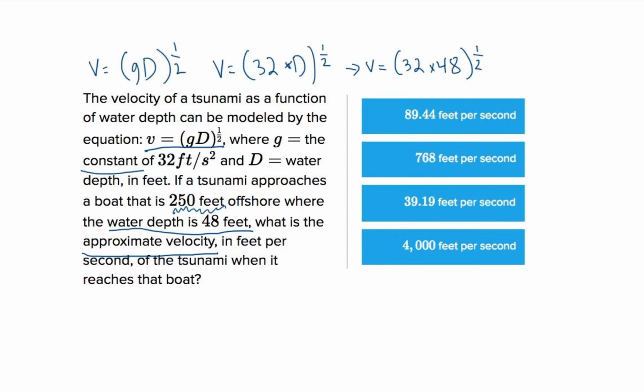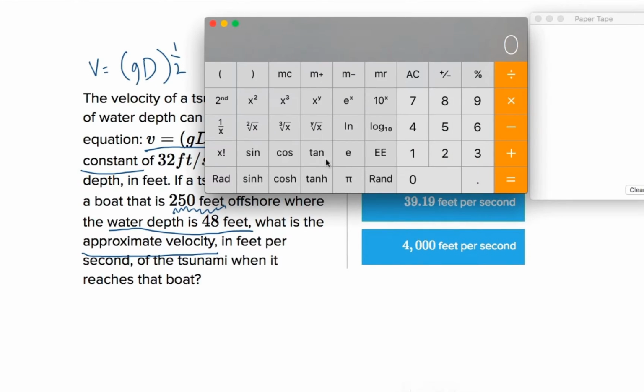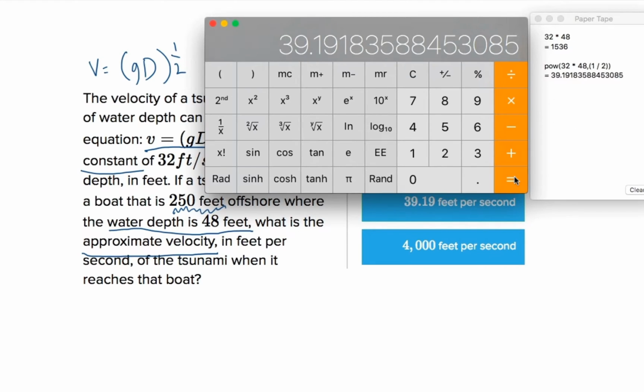So what I'm going to do is I'm going to come over to my calculator, and I'm going to plug in 32 times 48. Find what that equals, 1536, and then I'm going to raise that to the power of 1/2. So I'm going to hit this here, raise the displayed value to the power of the next value entered. So I'm going to raise it, and then I'm going to make sure to use parentheses. 1 divided by 2, close parentheses, equals, looks like I get 39.19, a bunch of stuff.